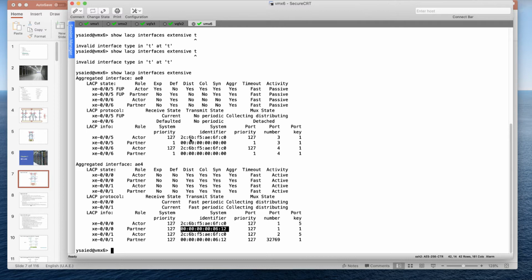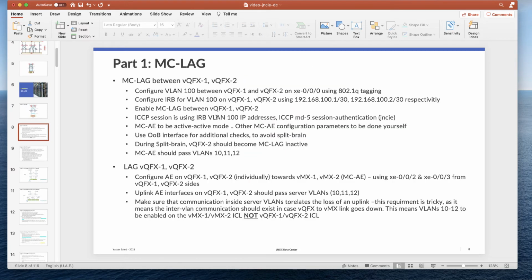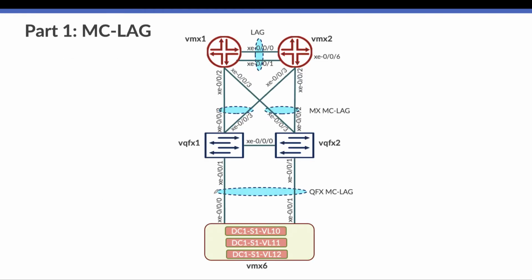So by this, we are done with this task. Okay, back to the second subtask of part number 1, where we are going to configure LAG interfaces in QFX1 and QFX2. Here it is simpler than subtask number 1. We need to configure aggregate Ethernet interfaces in QFX1 and QFX2 individually towards MX1 and towards MX2. So here we need to configure this interface as aggregate Ethernet and this interface as aggregate Ethernet.